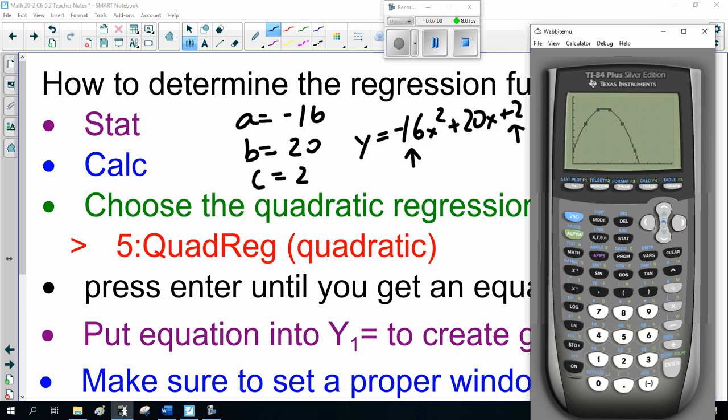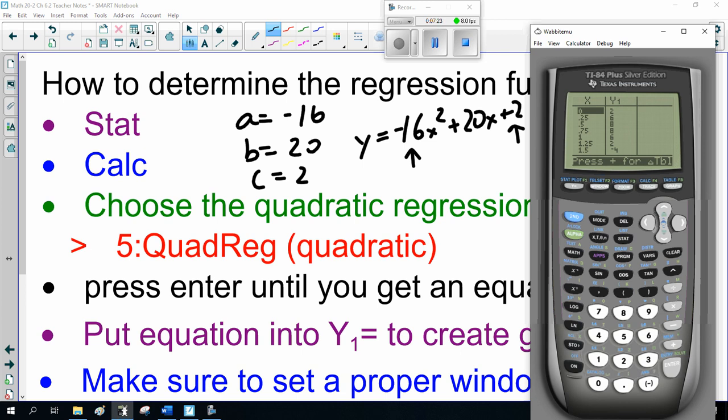Now, double checking, go to table of values. I'm going to show you table set. Go up at 0.25 seconds, changing the table. We are getting the exact same values.